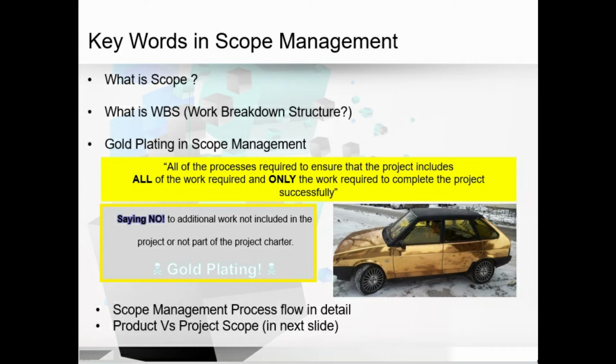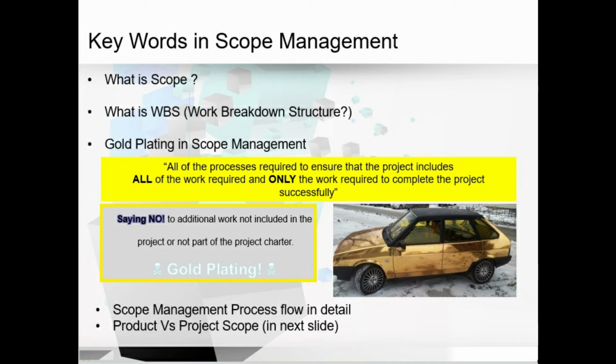Moving to gold plating, it means intentionally adding extra features or functions to the product which are not included in the scope statement. Scope changes should not be approved if they relate to work that does not fit within the project charter. That's why PMI doesn't suggest or support gold plating. So this is about scope, work breakdown structure and gold plating.